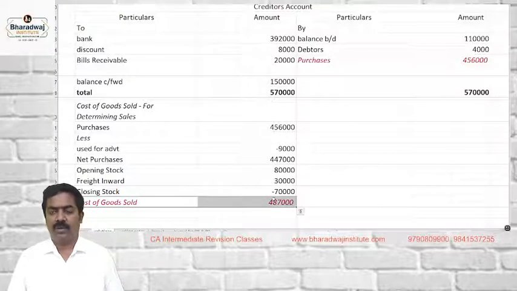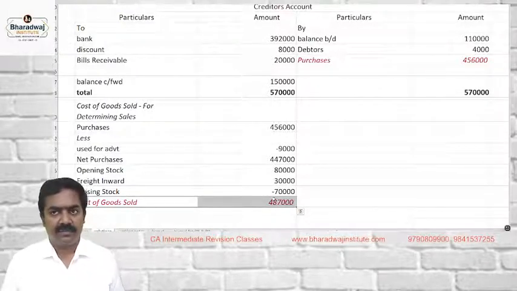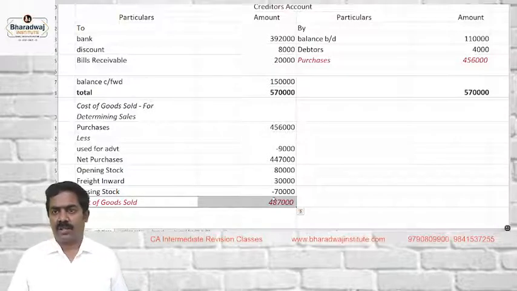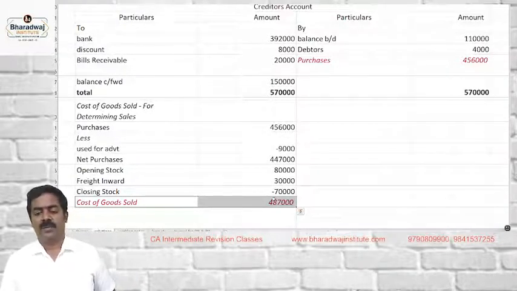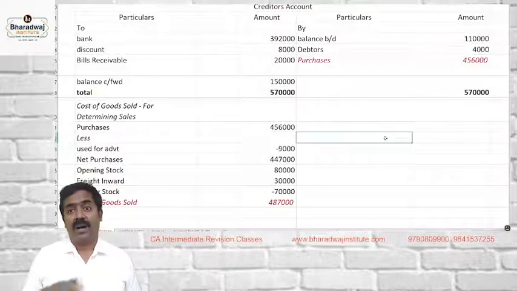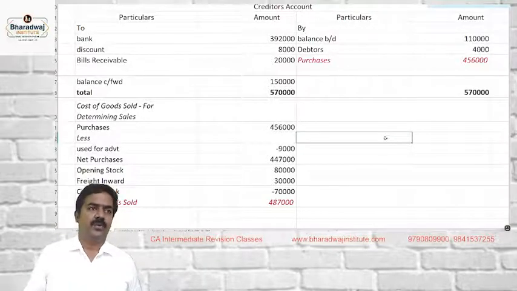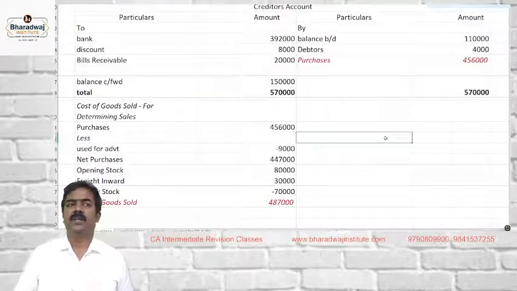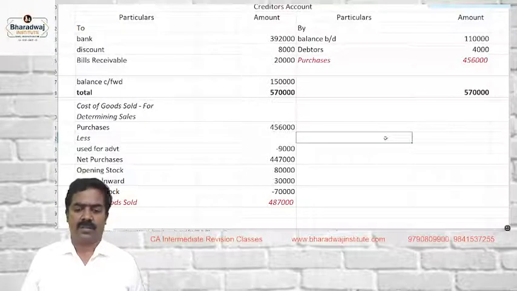Cost of goods sold we worked out. Based on the cost of goods sold, we can work out sales. But what is the profit margin given? 20% on sales. 20% means 1/5 on sales. It will be 1/4 on cost. We are coming in reverse. 1/5 on sales, it will be 1/4 on cost.